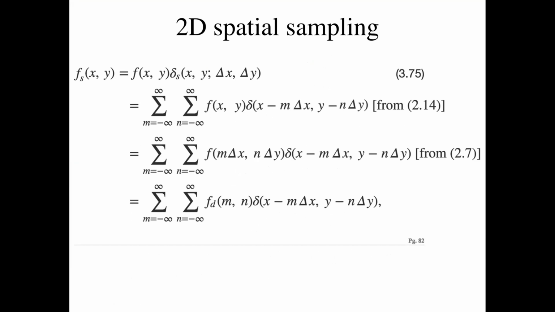Exactly the same thing can happen in 2 dimensions. And when we're imaging in 2 dimensions, this is how it's going to go down, so that we get a set of discrete values as a function of m and n as a representation of the image, and then this is the continuous sampled version.